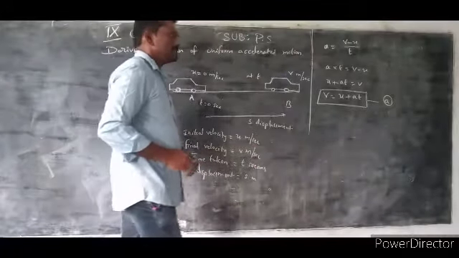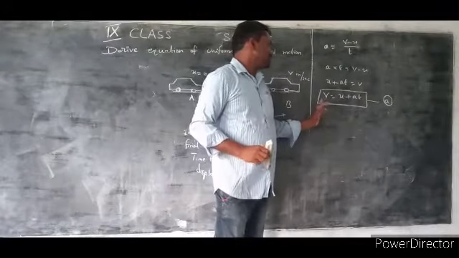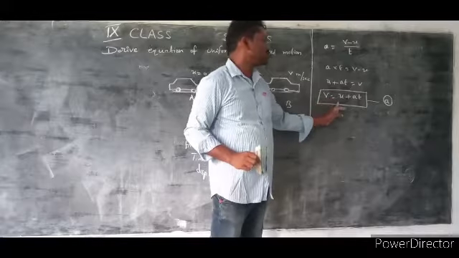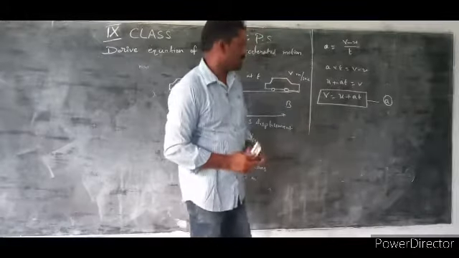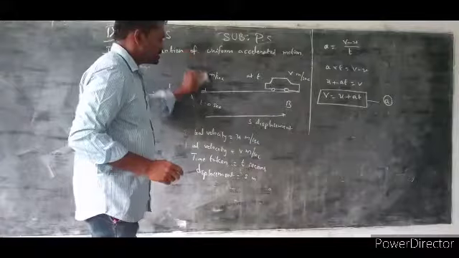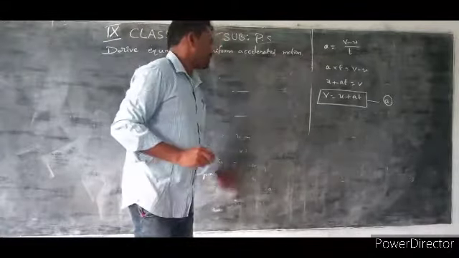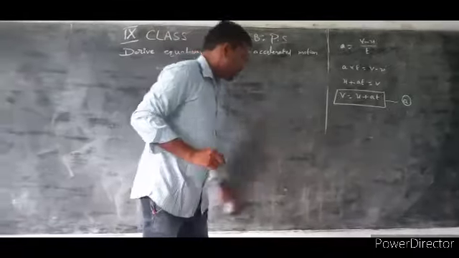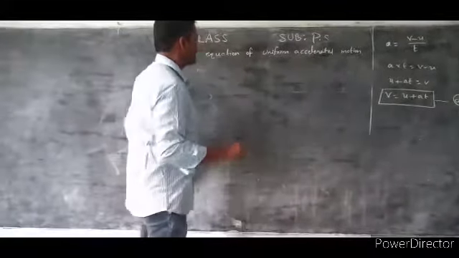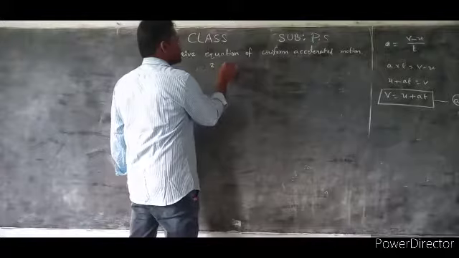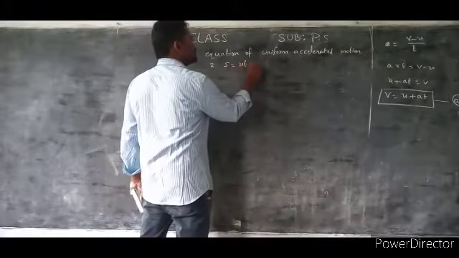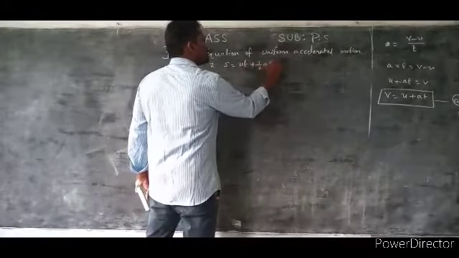In this equation, the acceleration is constant. The second one is s is equal to ut plus half at square. Second equation: s is equal to ut plus half at square.